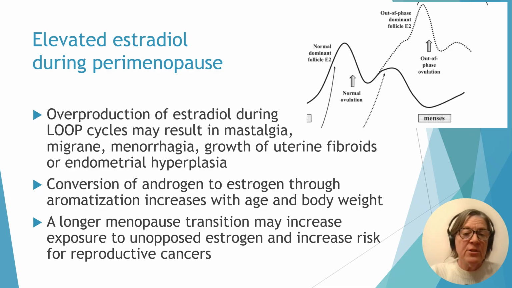And then there's additional conversion of androgen to estrogen through aromatization that happens more with higher body weight, and it also increases with age. So your tissues are being exposed to these higher levels of estrogen, which carries its own risk factors. A longer menopause transition increases this exposure, which is cumulative, and the unopposed estrogen, as the progesterone drops, can cause an increased risk in reproductive cancers. So something to be aware of when your patients have a very long menopause transition.